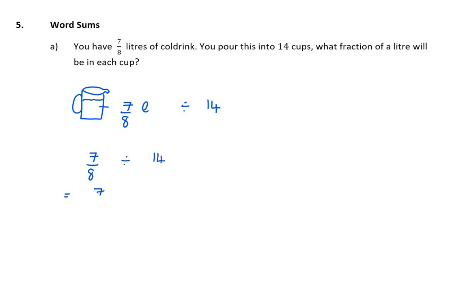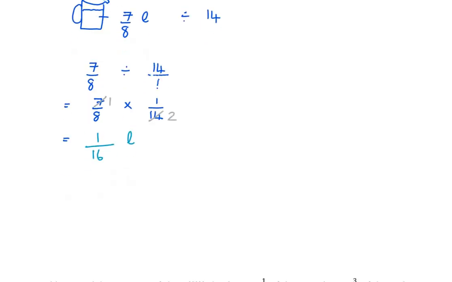So if I'm not allowed a calculator, I need to realize that this is technically 14 over 1. So I'm going to tip it and multiply, so it's 1 over 14. If I'm simplifying this, 7 goes into itself once, goes into 14 twice. And now I can do top times top, which is 1 times 1, and bottom times bottom. So 1/16 of a litre, because it said what fraction of a litre. So 1/16 of a litre will be in each cup. So no bar models needed. So always think first.